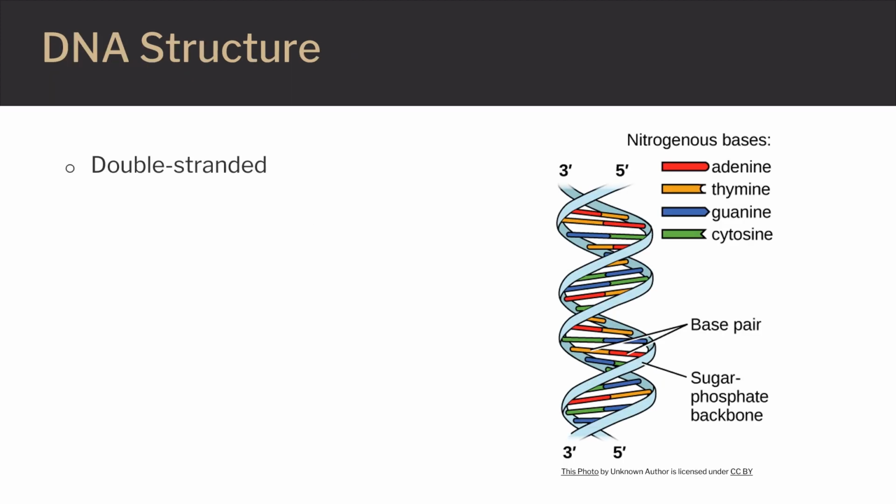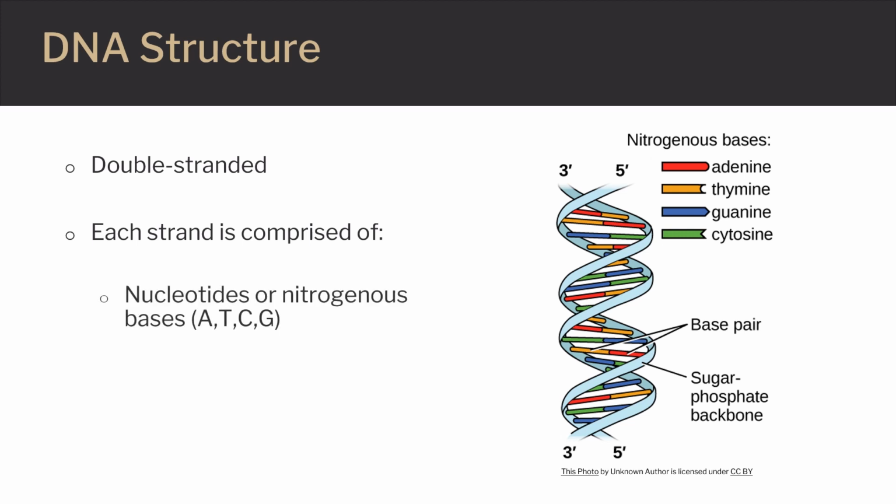DNA is a double-stranded structure. Each strand of DNA is made up of a sequential array of nucleotides, or nitrogenous bases. There are 4 different nucleotides in DNA: adenine, guanine, thymine, and cytosine. Each nucleotide is accompanied by a deoxyribose sugar and a phosphate. Adenine and guanine are purine bases, while cytosine and thymine are pyrimidines.